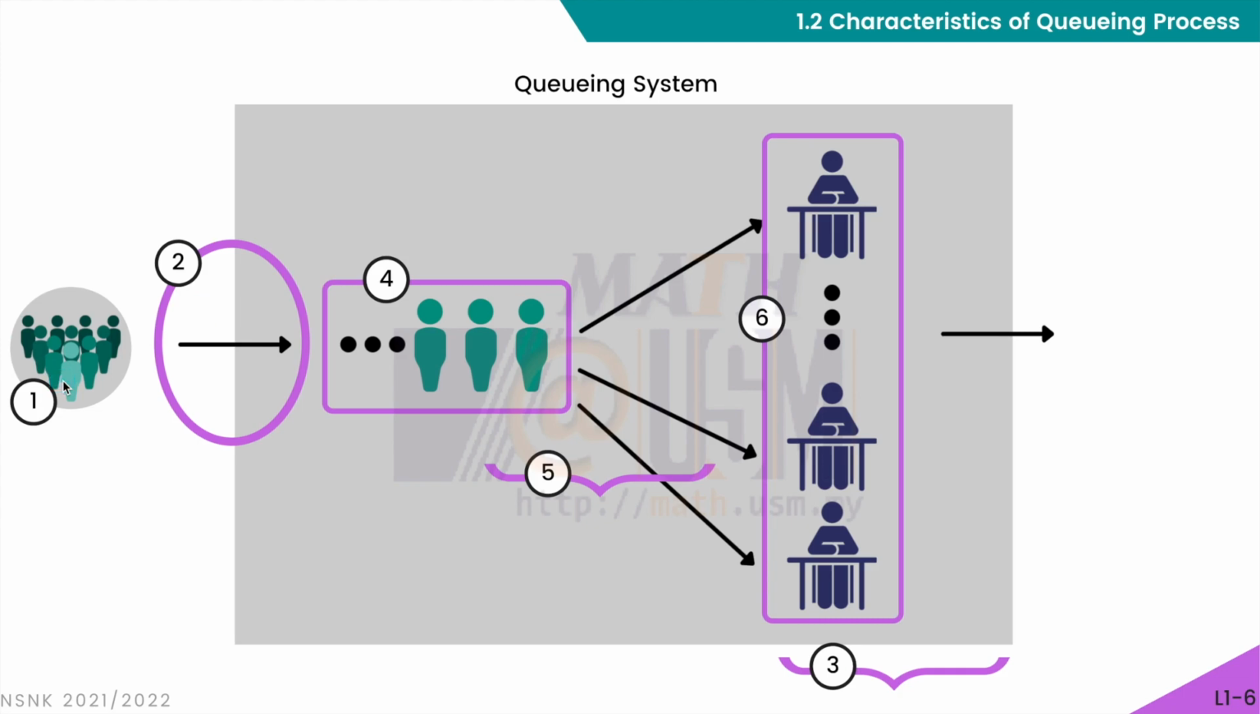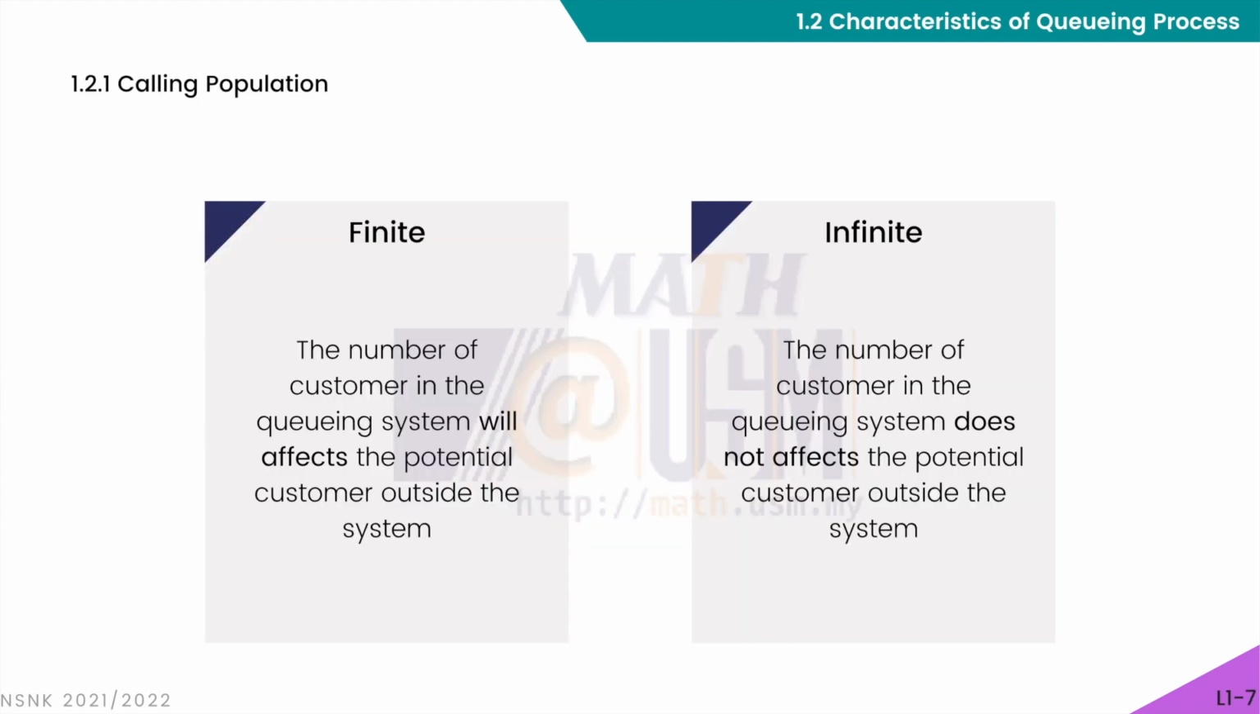We're going to look at each factor one by one. Factor number 1 is the calling population, or input source, your potential customers. The size of your calling population can either be finite or infinite. For a finite calling population, the number of customers in the queuing system will affect the potential customers outside the system. For example, you have 10 potential customers, which is a finite calling population. Let's say there are already 2 customers in the queuing system, so the balance in your calling population is only 8 customers.